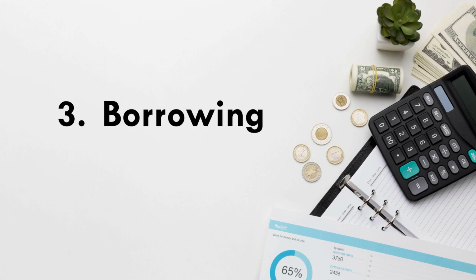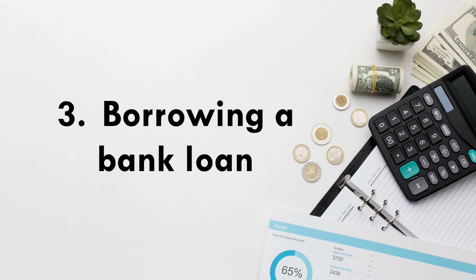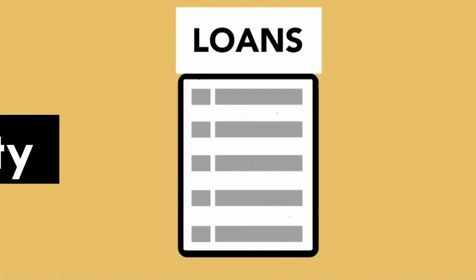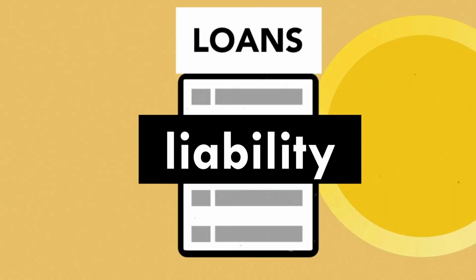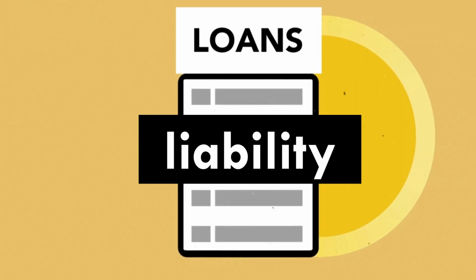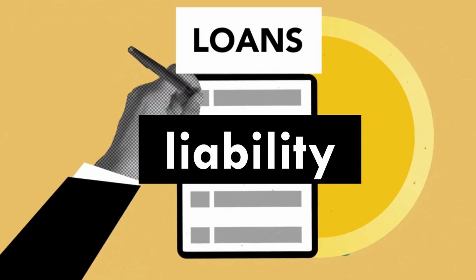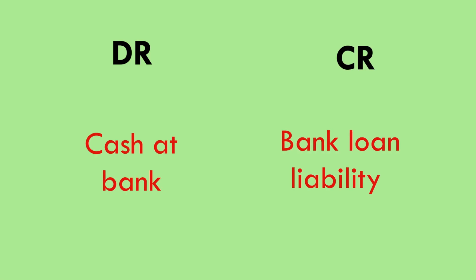The third transaction I want to use is borrowing a bank loan. In this case, a liability, that is bank loan, will increase, and the cash at bank will also increase. This transaction can be represented as follows: debit cash at bank, which is an asset, credit bank loan liability.